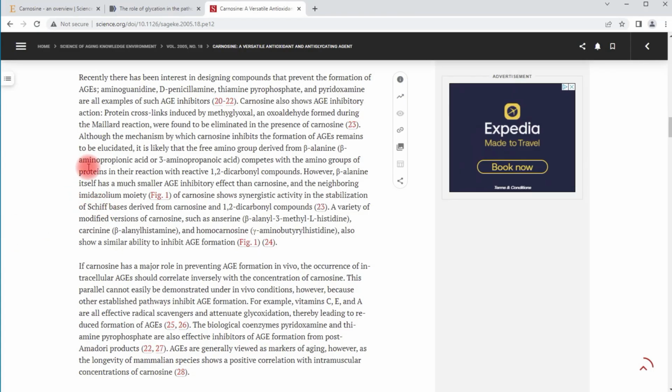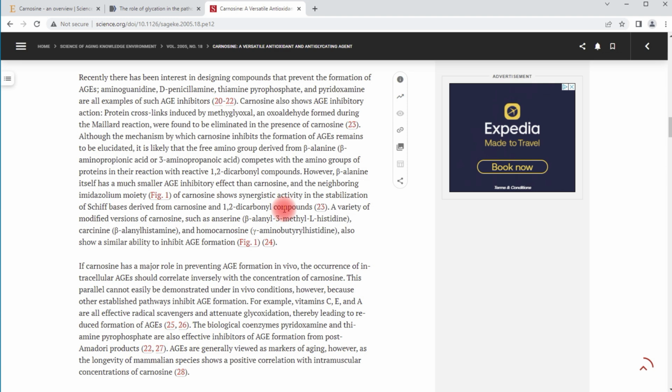So here is another article that talks about this. It says, although the mechanism by which carnosine inhibits the formation of AGE remains to be elucidated, it is likely that the free amino group derived from beta-alanine competes with the amino groups of proteins in a reaction with reactive 1,2-dicarbonyl compounds. However, beta-alanine itself has a much smaller AGE inhibitory effect than carnosine, and the neighboring imidazolium moiety of carnosine shows synergistic activity in the stabilization of Schiff bases derived from carnosine and 1,2-dicarbonyl compounds.